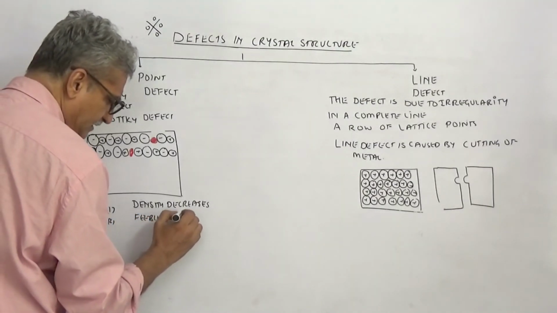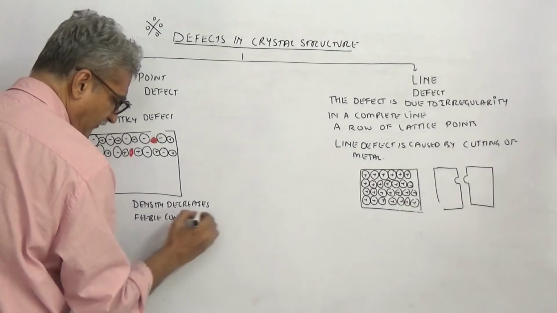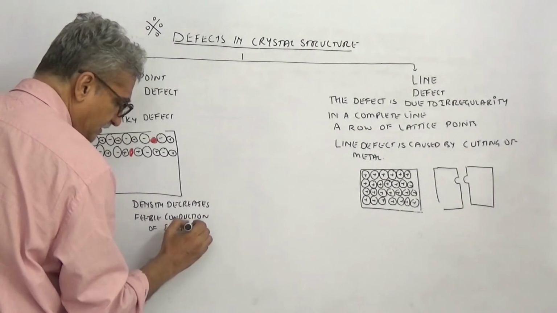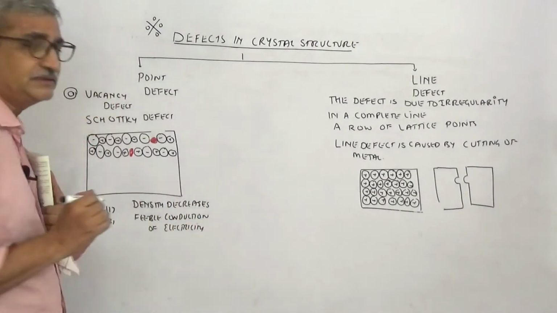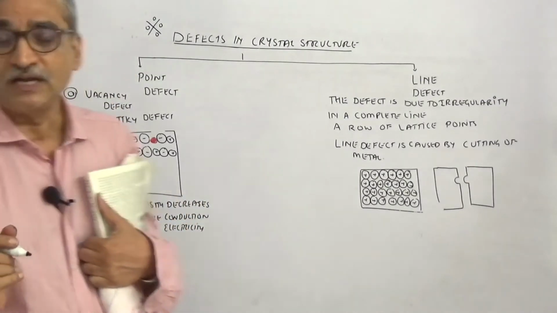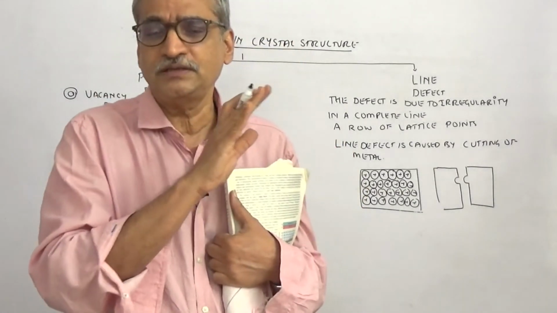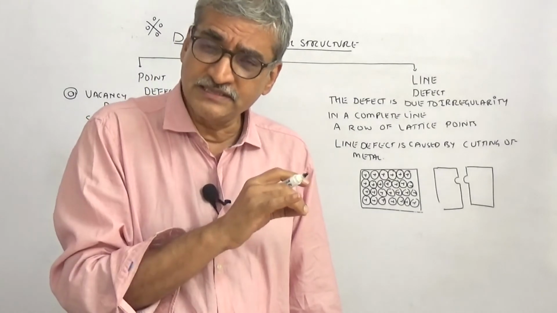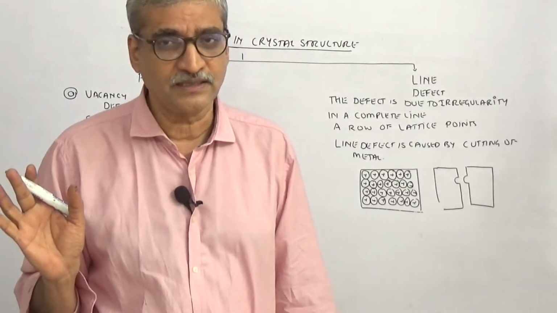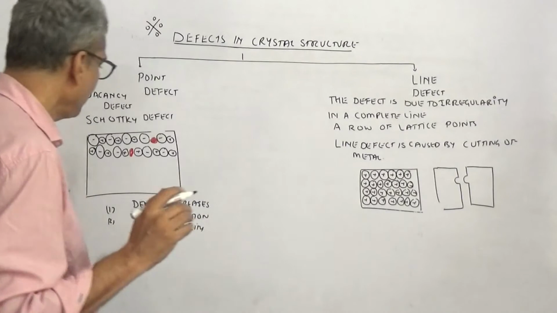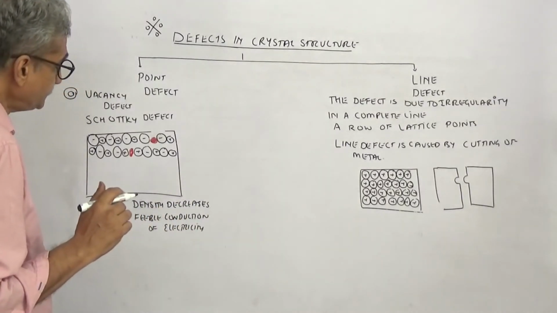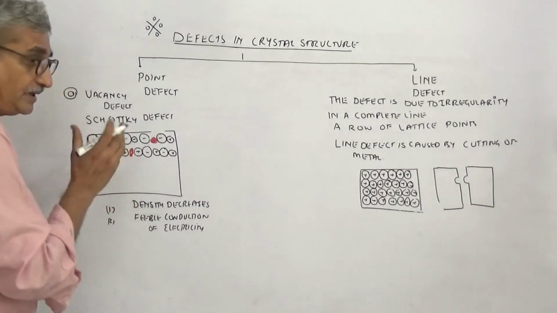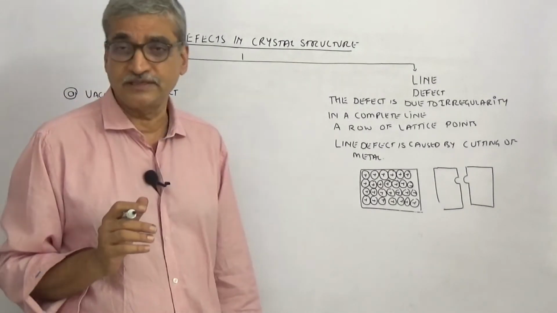Feeble conduction of electricity. Why is this important? Because ionic crystals generally do not conduct electricity. But with the Schottky's defect, there is a possibility of feeble conduction of current. Is this clear? Then what kind of ionic crystal will show Schottky defect?